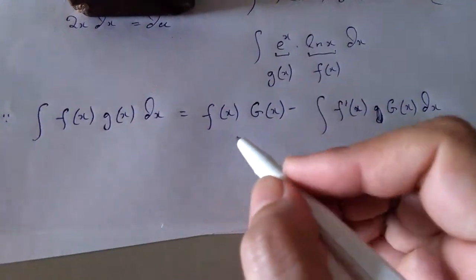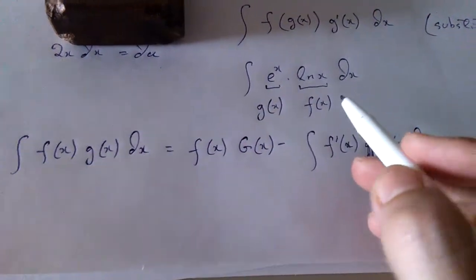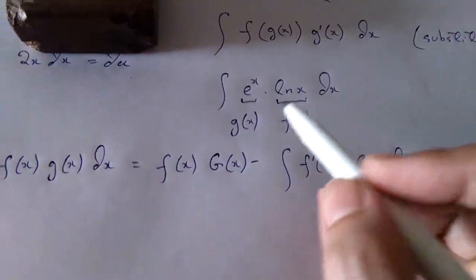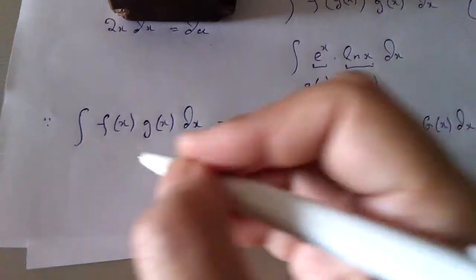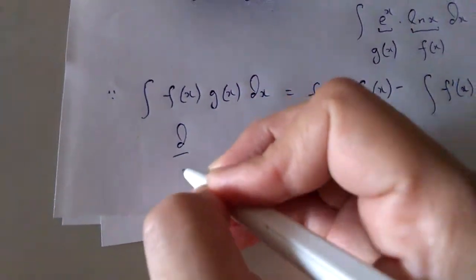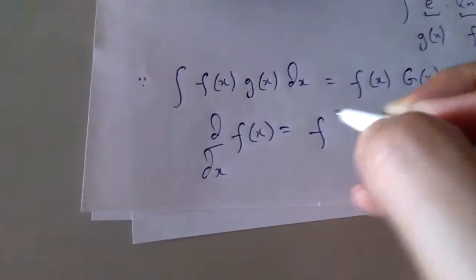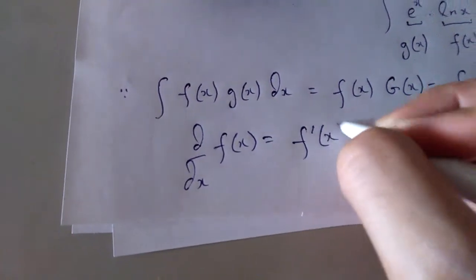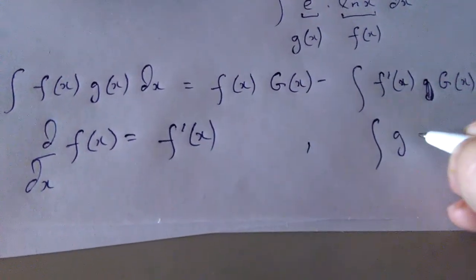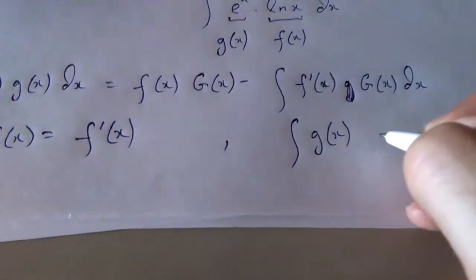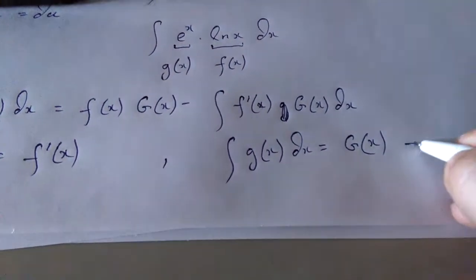Now the question might arise in your mind, what is this capital G of x and what is this f prime x? I have just told you that the function whose derivative you have to take out, you take as f of x, and the function whose integral you have to take out while performing by parts, you take as g of x. Once you differentiate the function f of x, its derivative is called f prime x. And when you take the integral of this function g of x, it is expressed as capital G of x, the integral function plus some constant.